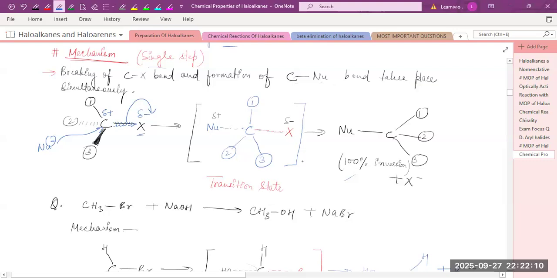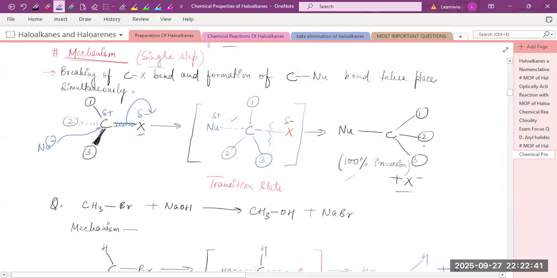So what happens? This is quite unstable. The transition state is very unstable. So the old bond will break, and the new bond will be formed. What happens when this bond breaks? X minus will leave, because it's a good leaving group. And now the new bond will be formed between carbon and nucleophile. So you will get this.